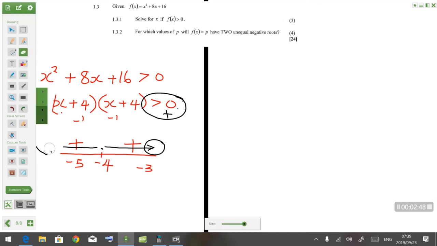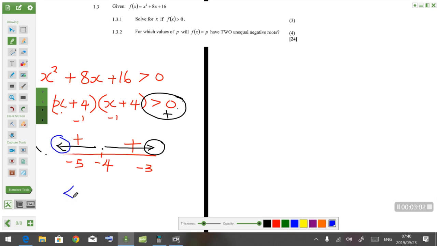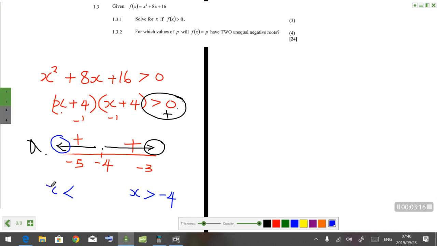Let me erase this so that it's clear. The way the signs are, remember we had a positive here and then we had our arrow here. All right, look at this arrowhead. It's facing this way, less than. Look at this arrowhead here, facing this way, greater than. So you have your x, critical value, negative 4. x, all right. x, critical value. So that's your answer.